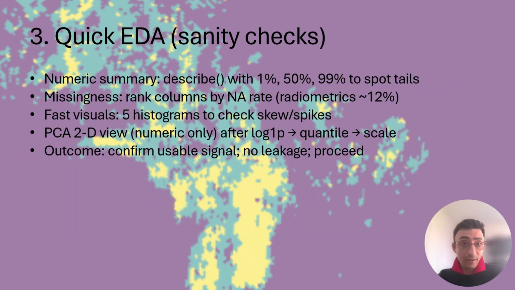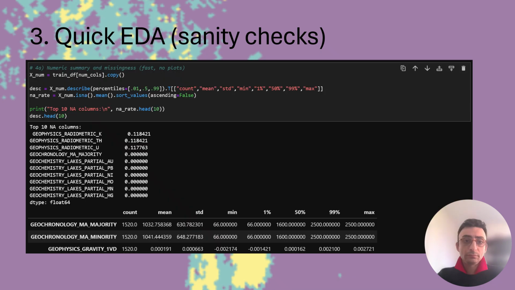Then I run a fast health check. I quantify missing data, glance at a few histograms, then project to two dimensions with PCA after robust transforms. I'm not chasing perfection here, just verifying the data looks sane and there is some class structure before modeling.